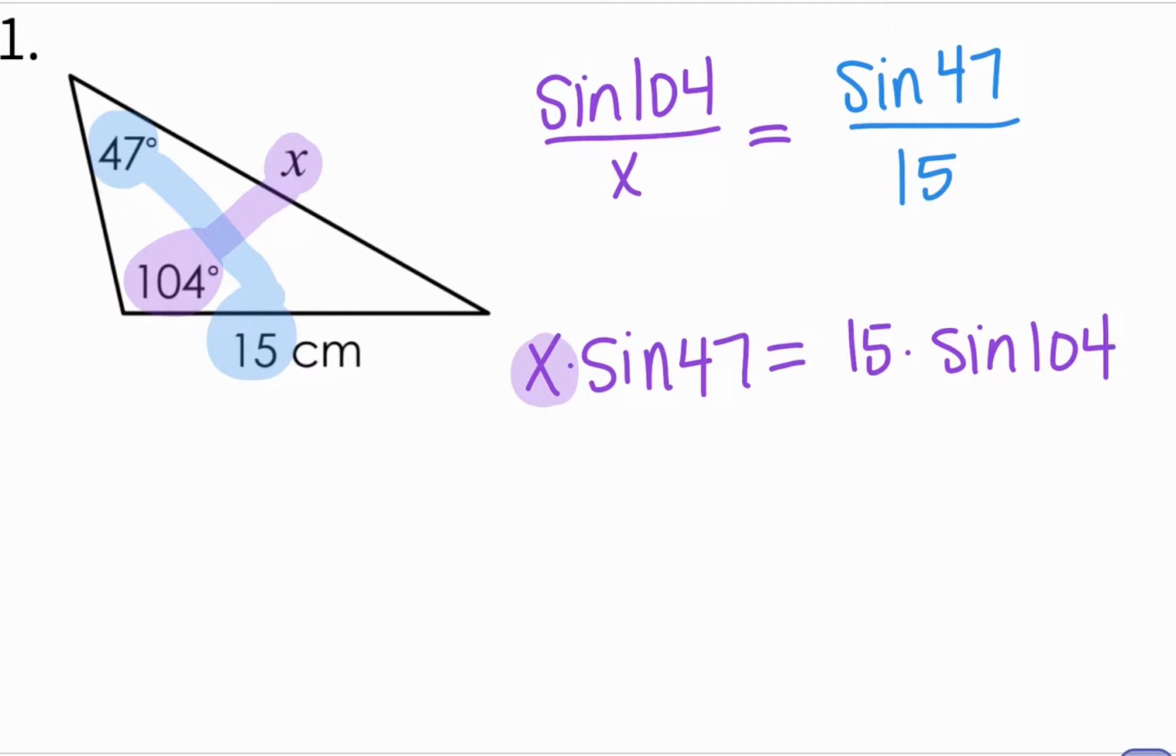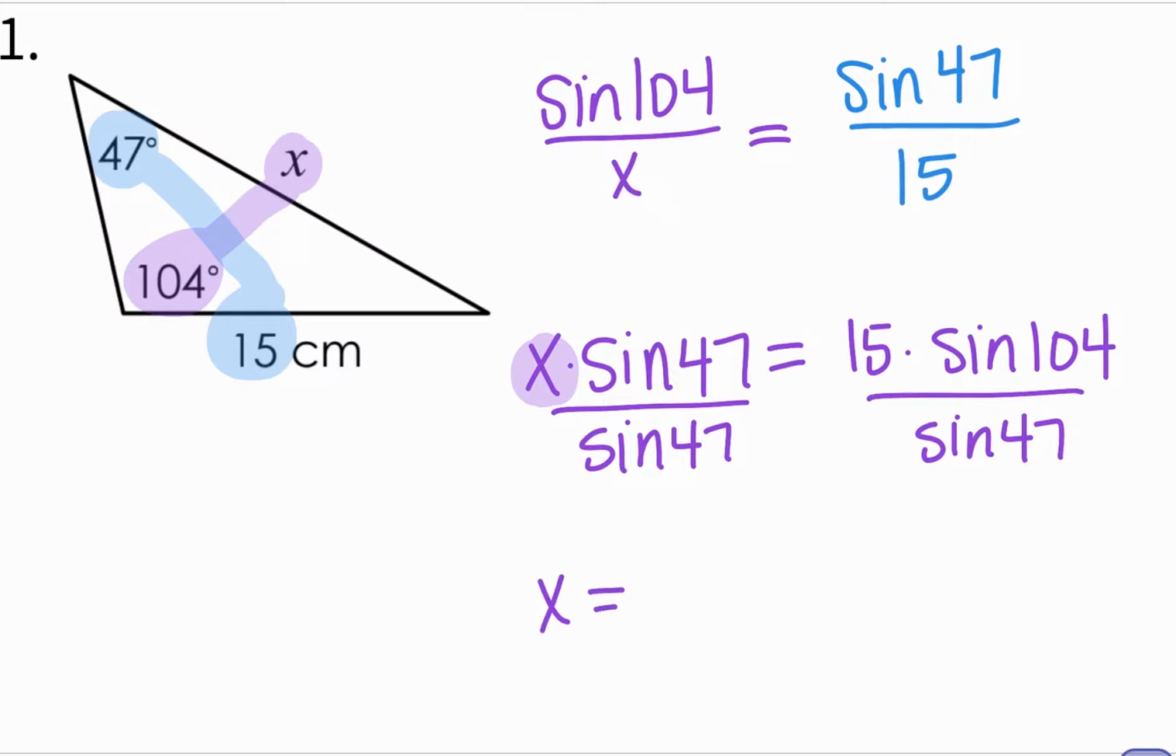Right now it's being multiplied by sine 47. So in order to get that alone, we're going to do the opposite operation and divide by sine 47. And we need to do that to both sides of the equal sign. So x equals this entire expression. So we don't have to do exact numbers anymore. We're not going to have square roots and radicals and fractions anymore. You can just straight up type that into the calculator.